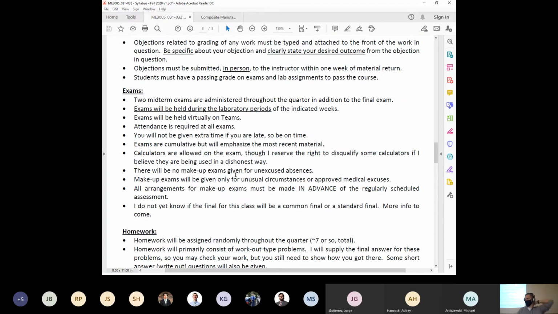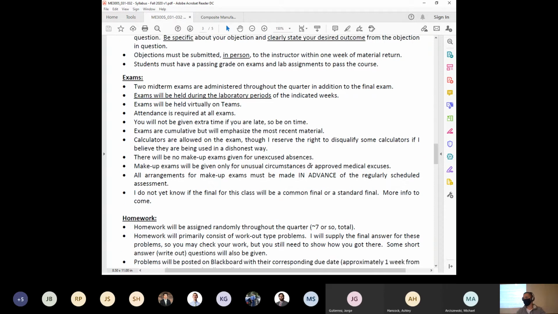All right, exams are going to be held during the lab periods, and they'll be virtual. So every single exam will be held online. I'll distribute the exam to you on Blackboard right at the beginning of the lab period, and then you'll have the entire duration of the lab period with open everything to do the exam. All right, so open books, open notes, open whatever you want. I think that's perfectly fair. I can't really police you at home, so that's really my only option.